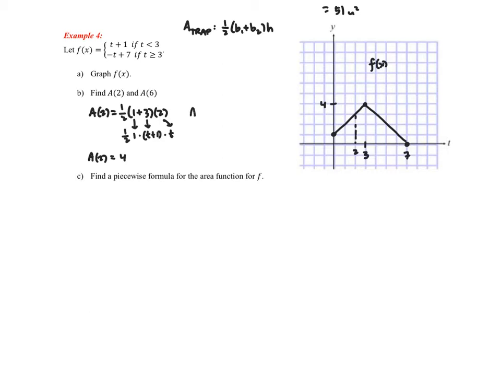All right, now A of 6 is going to require us first to find A of 3. I would work my way to the end of the first interval, and then I'm going to work a trapezoid on the other side. So first let's find A of 3.